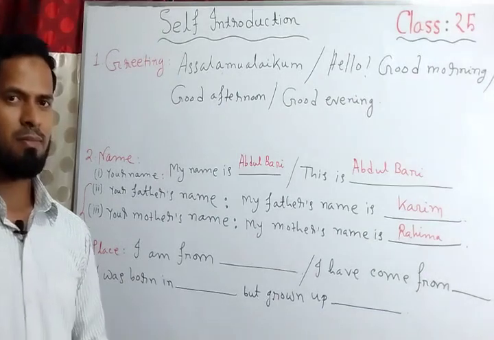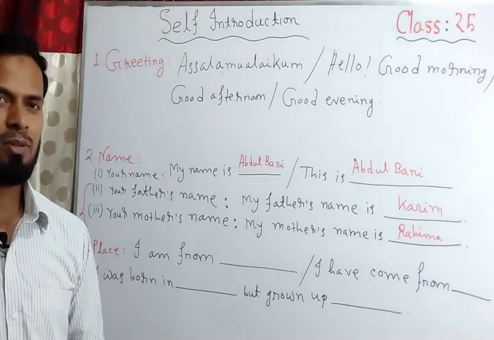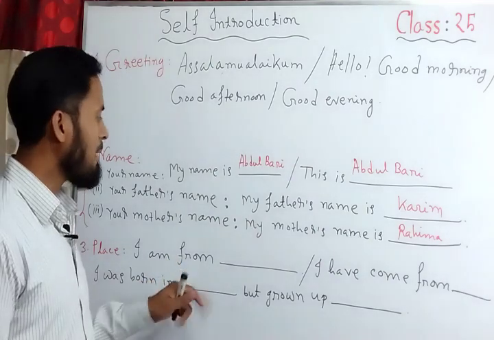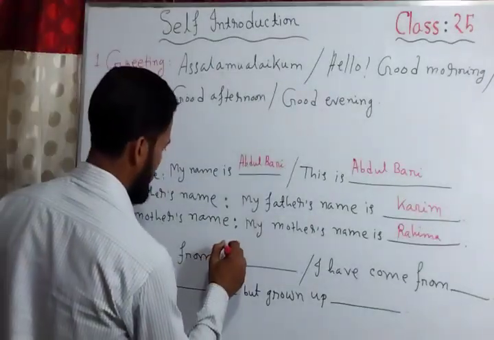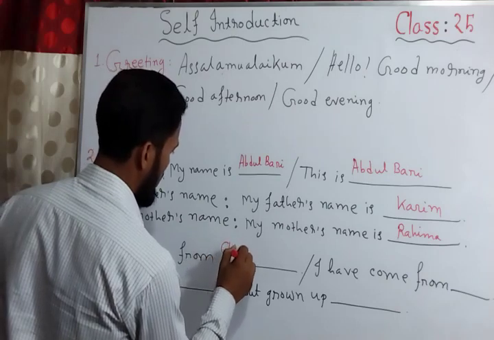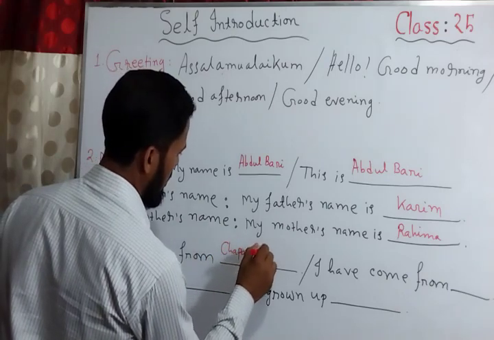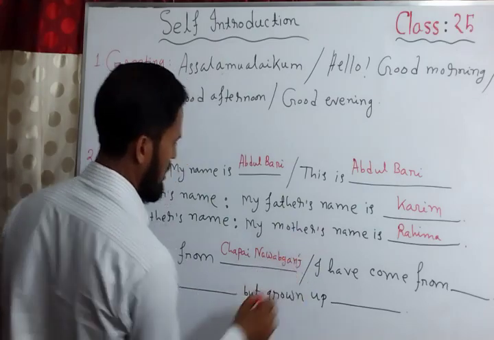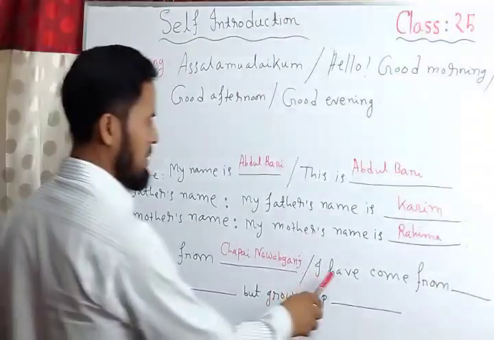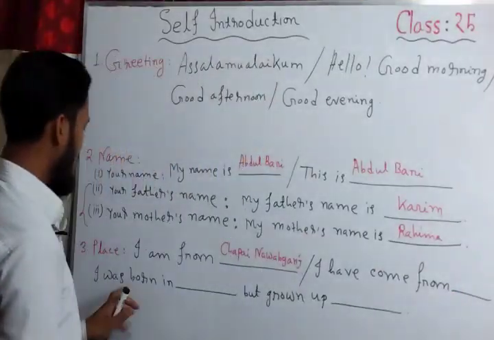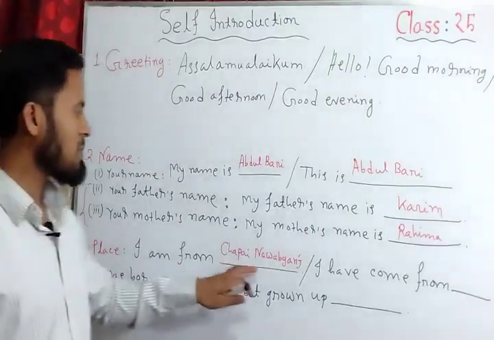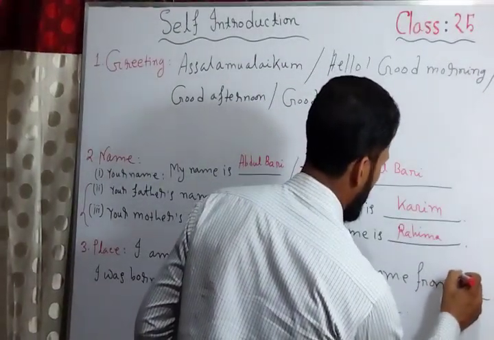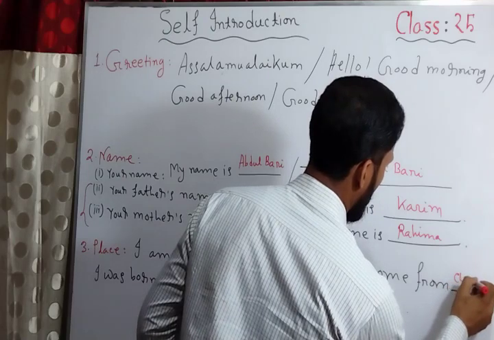Then place. That means you have to introduce your place. From where have you come? Then I can say I am from Chapai Nawabganj. Or you can say I have come from Chapai Nawabganj, or in different ways. I am from Chapai Nawabganj, or I have come from Chapai Nawabganj.